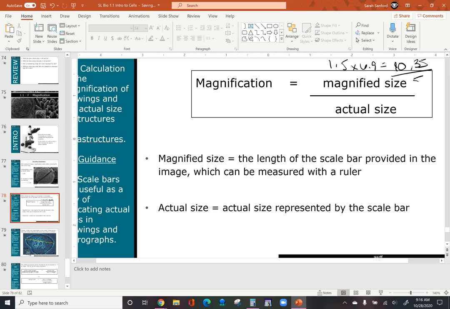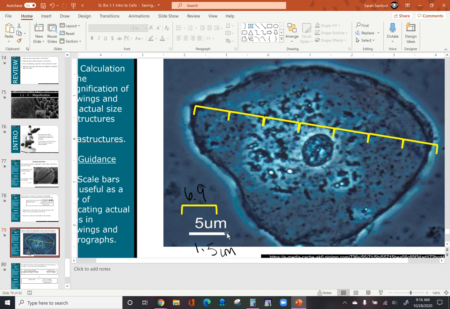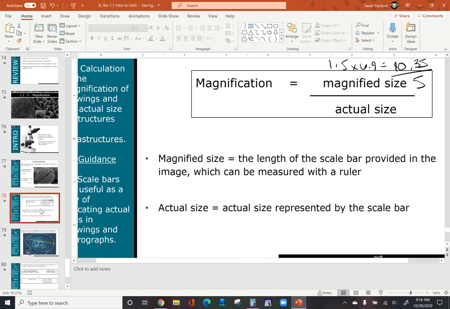10.35 divided by 5, right? Because this is our 5. That's the actual. So our actual was 5. So 10.35 divided by 5, it's going to be just over 2. Okay? So our magnification was just over 2x.